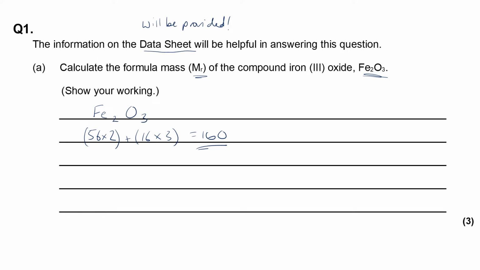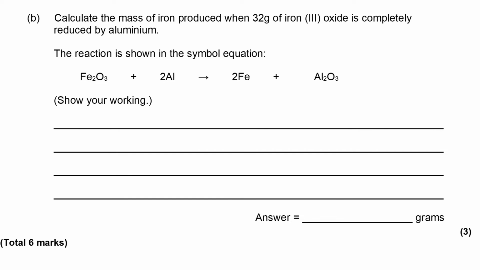And that gives me an answer of 160. And that's what I show on my working out. For part B, it then says calculate the mass of iron produced when 32 grams of iron 3 oxide is completely reduced by aluminium. And the reaction is shown in the symbol equation. So this is a link to part A. So my answer to part A is actually going to help me with part B.